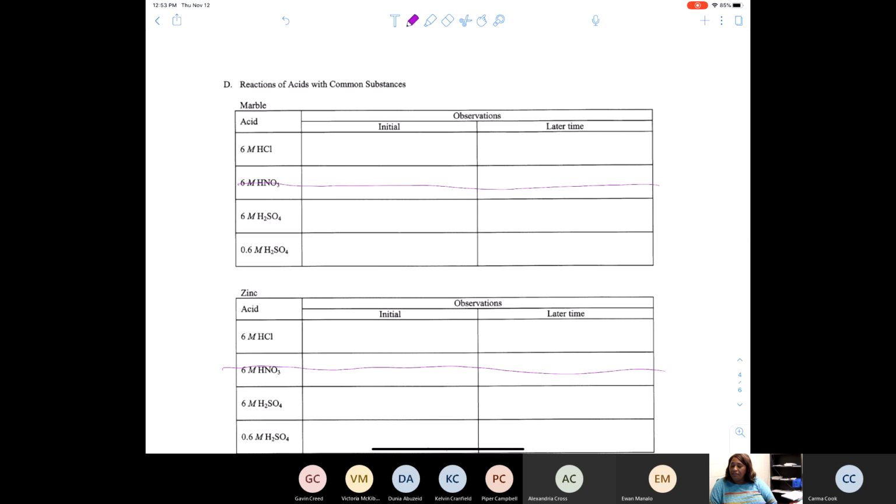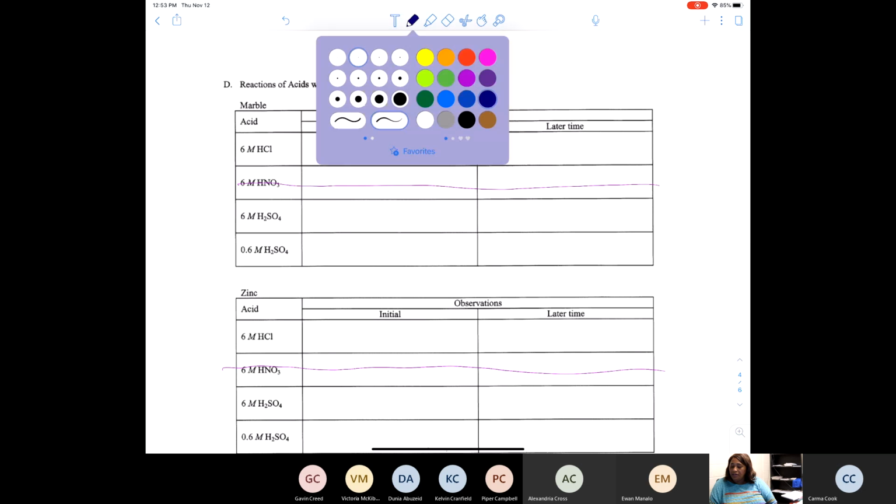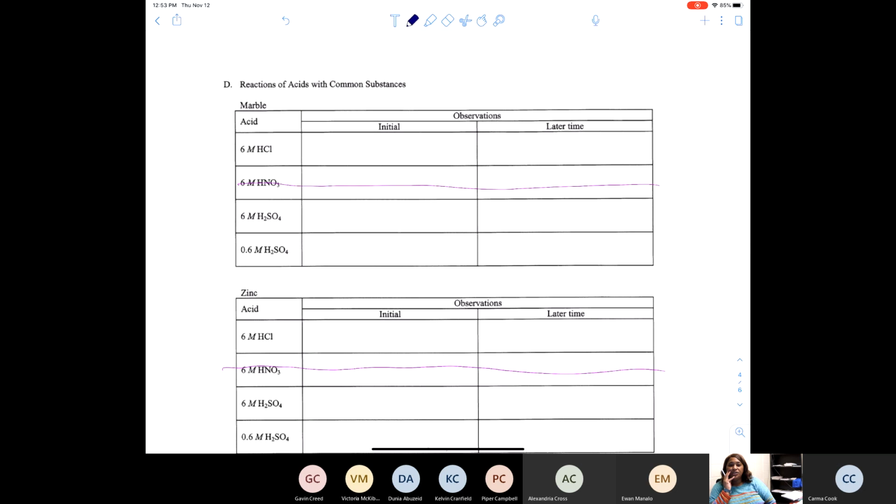You only had to write a few words for each of your observations. You know, what did you see? Was your solution clear or was it cloudy? Did you see fizzing, bubbling? And then your later time or your final observations. Did the solution look the same? Did it change color? Is it cloudy?